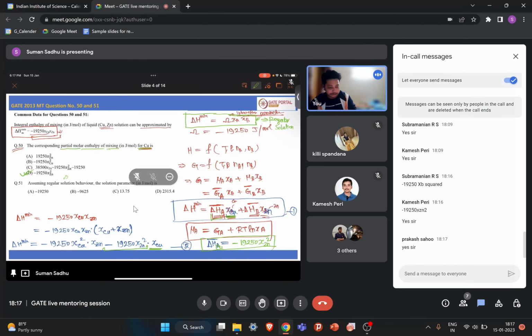So for this question, it is mentioned to assume the regular solution behavior, the solution parameters. So the solution parameters or interaction parameters, this is omega. So what is the value of omega here? This is minus 19250. So this is your value of omega, right? So in this case, your correct answer is option A. Minus 19250 is the value of your omega. So you can directly write that omega or solution parameter is minus 19250. Is it okay?